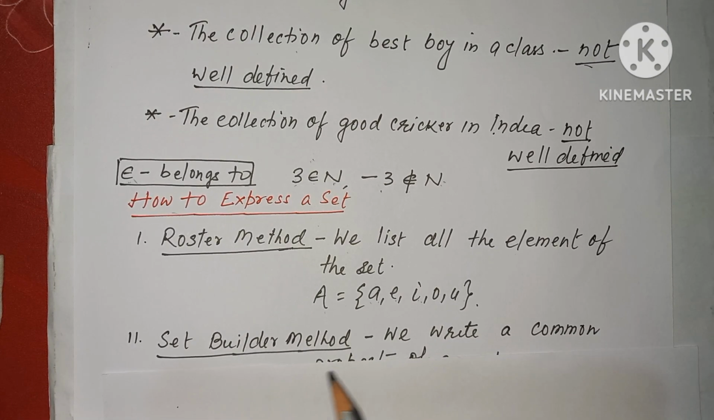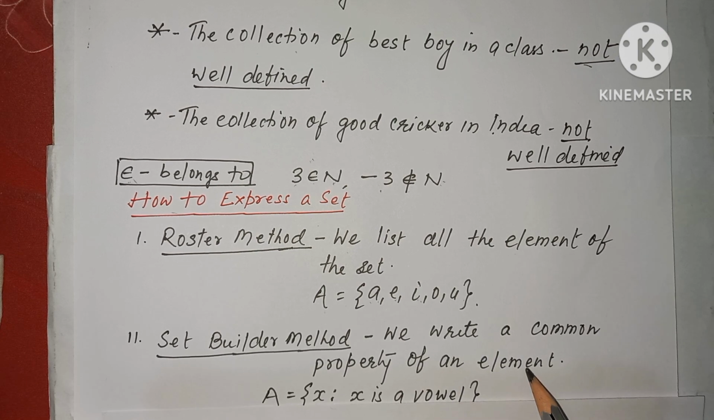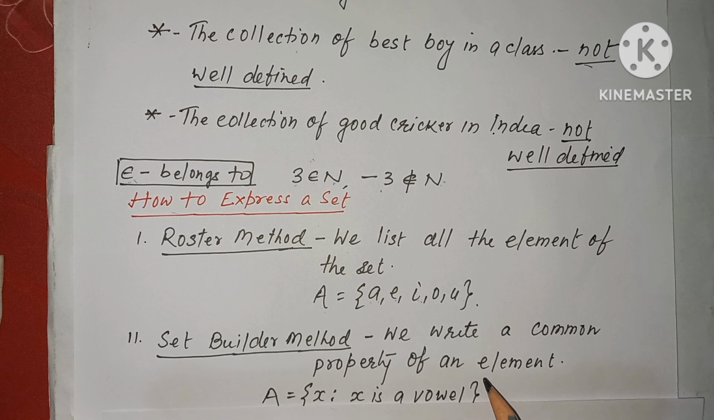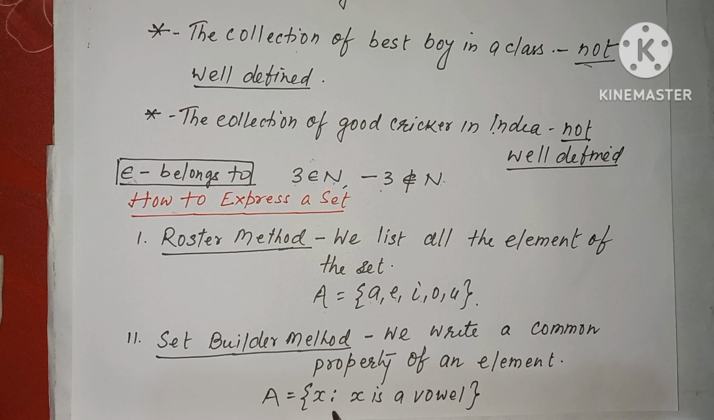Set builder method. We write a common property of an element. That means इस मेथड में हम लोग एलिमेंट्स की कॉमन प्रॉपर्टी को केवल लिखते हैं। जैसे {x such that x is a vowel}. This is only the property of this set and its element.